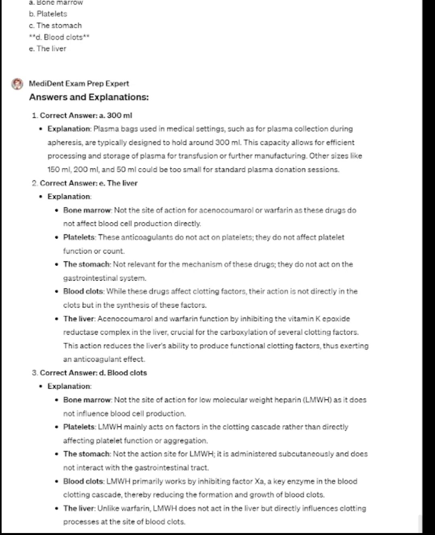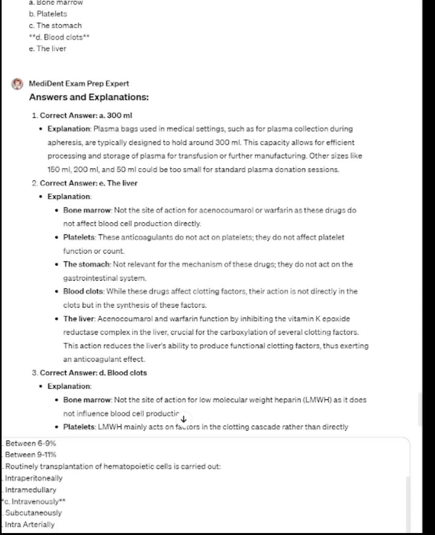Blood clots. While these drugs affect clotting factors, their action is not directly in the clots, but in the synthesis of these factors. The liver. Acenocoumarol and warfarin function by inhibiting the vitamin K epoxide reductase complex in the liver, crucial for the carboxylation of several clotting factors. This action reduces the liver's ability to produce functional clotting factors, thus exerting an anticoagulant effect.